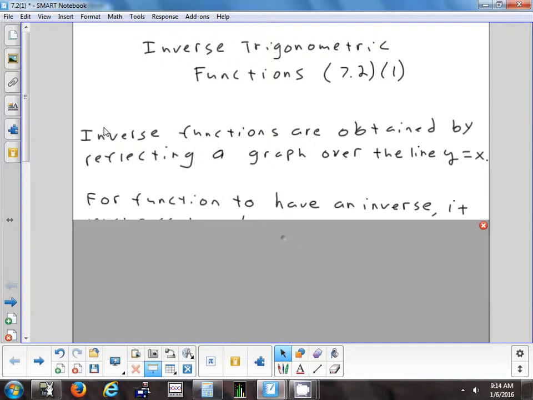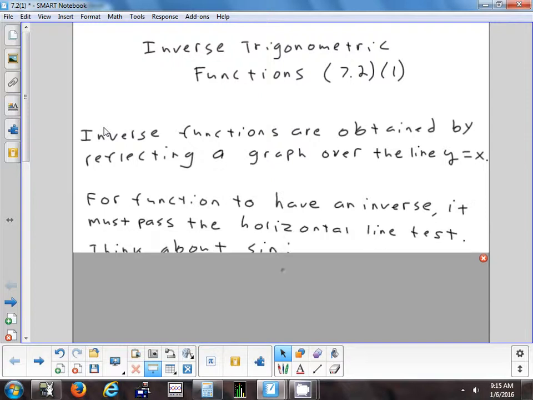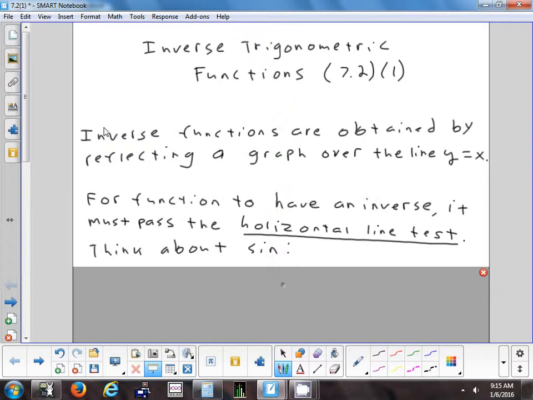All right, now for a function to have an inverse, it has to pass the horizontal line test. Okay, back from Algebra 1, you might remember the vertical line test. That's a little different. The vertical line test is used to prove if something is a function. The horizontal line test is used to show that you have an inverse that's a function. Not that the original is a function, but its inverse.